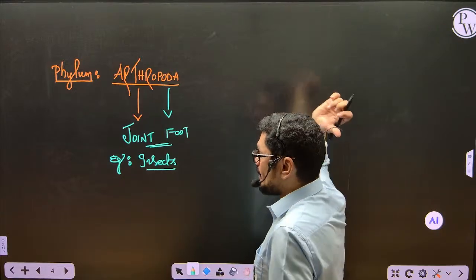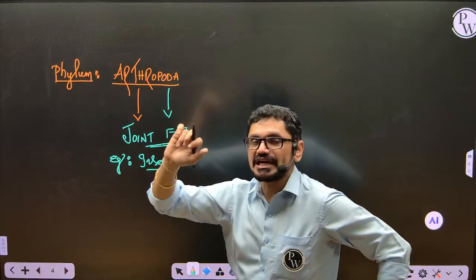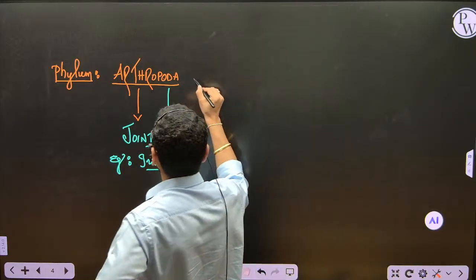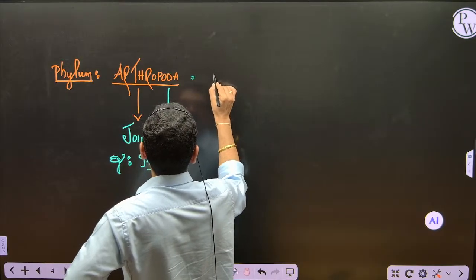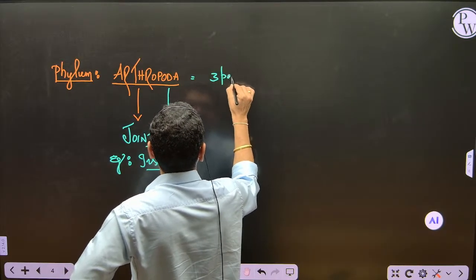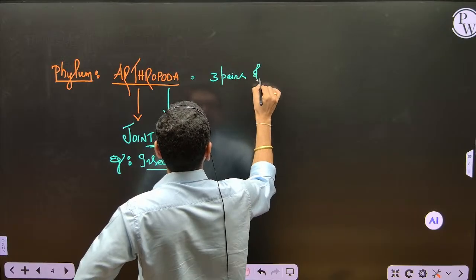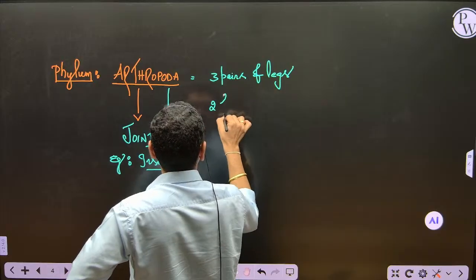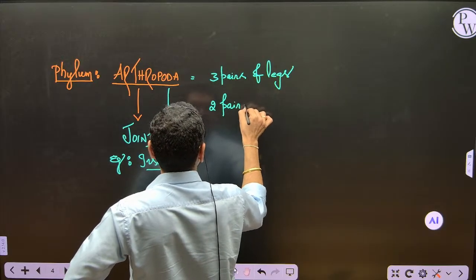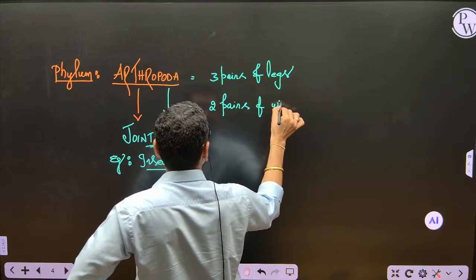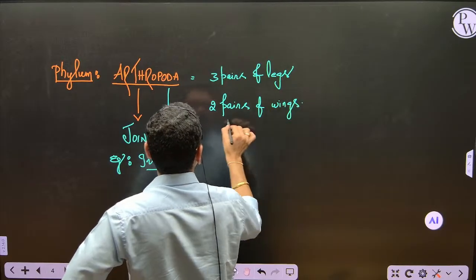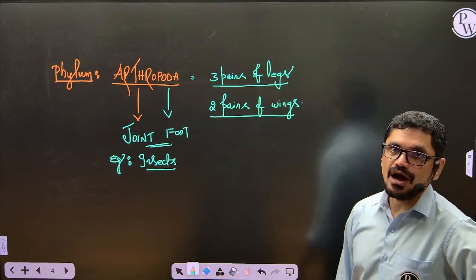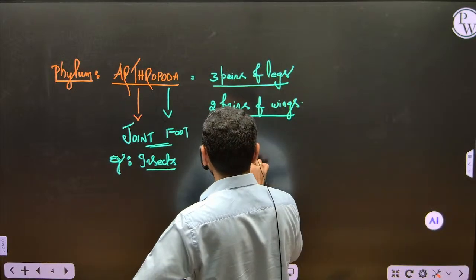So Arthropoda, jointed foot. All organisms having jointed feet are kept under phylum Arthropoda. In these animals, 3 pairs of legs are present, and generally 2 pairs of wings are present. These are the common characters of this phylum Arthropoda. The best example I told you already, cockroach.